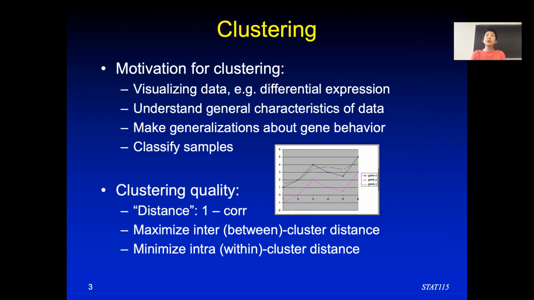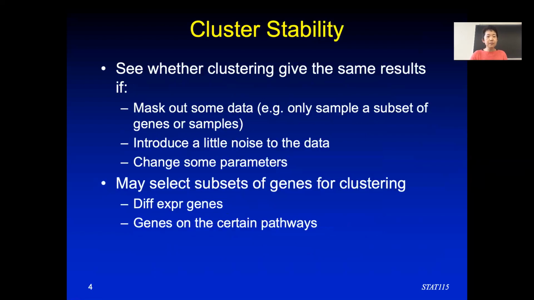Our goal for clustering is twofold. One is that we want to maximize the between cluster distance. Let's say we are trying to cluster genes. The genes that have very similar behavior across multiple conditions, we want to put them together. We want the within cluster distance, among genes in the same cluster, to be as small as possible, but between different clusters, we want the distance to be as far away as possible.